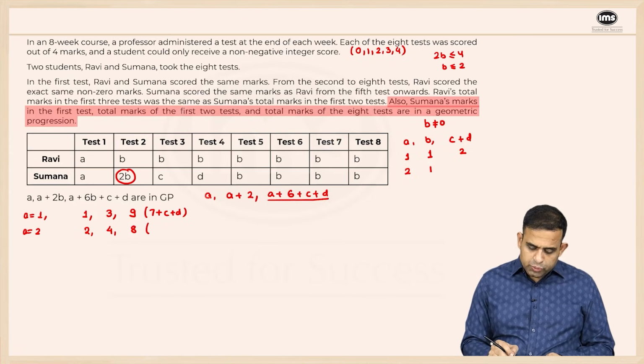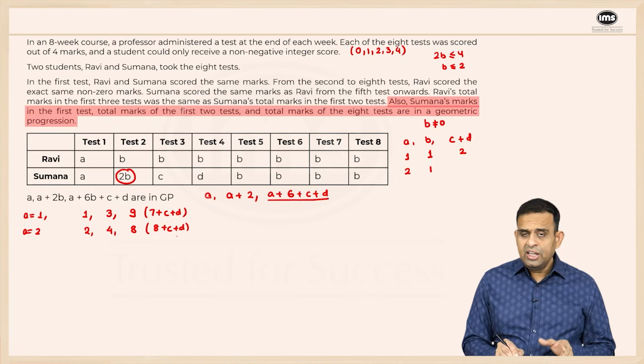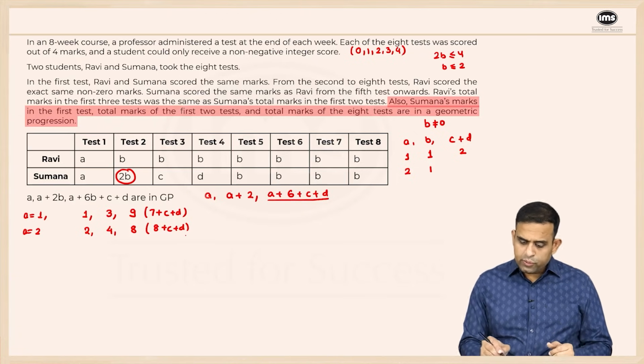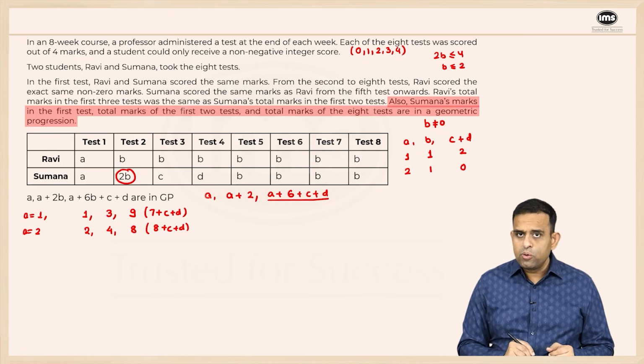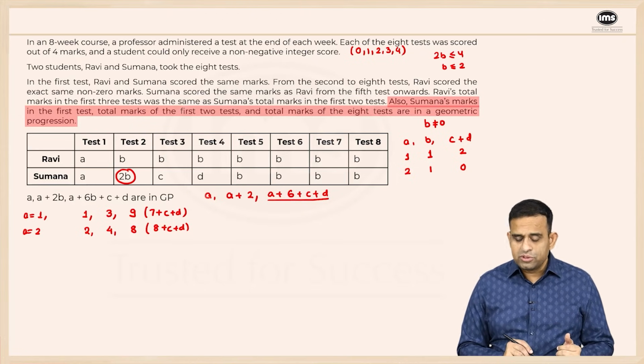Let's see, for this to be true, as I have taken the value of A as 2, this will become 8 plus C plus D. And if 8 plus C plus D is equal to 8, C plus D has to be equal to 0. That will give you only one possibility where both C and D are equal to 0.